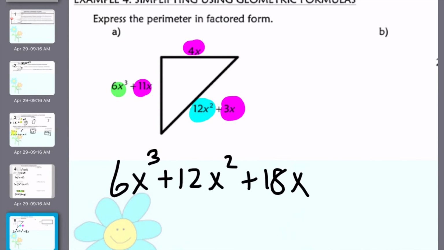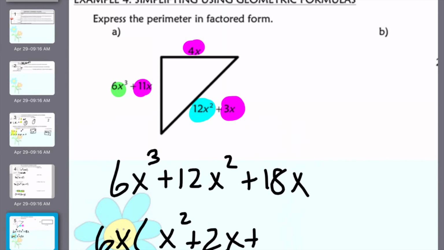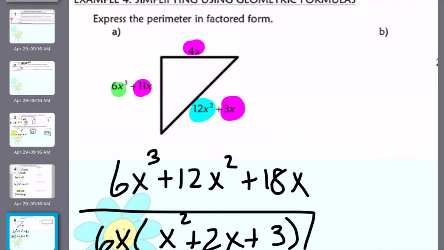So I need to find my greatest common factor between 6, 12, and 18, which is going to be 6. And then my greatest common factor between x cubed, x squared, and x is just going to be x. So now I need to go ahead and start doing division. So 6x cubed divided by 6x is just going to leave me with x squared. 12x squared divided by 6x is going to give me 2x. And 18x divided by 6x is just going to leave me with 3. And this is my answer in factored form.